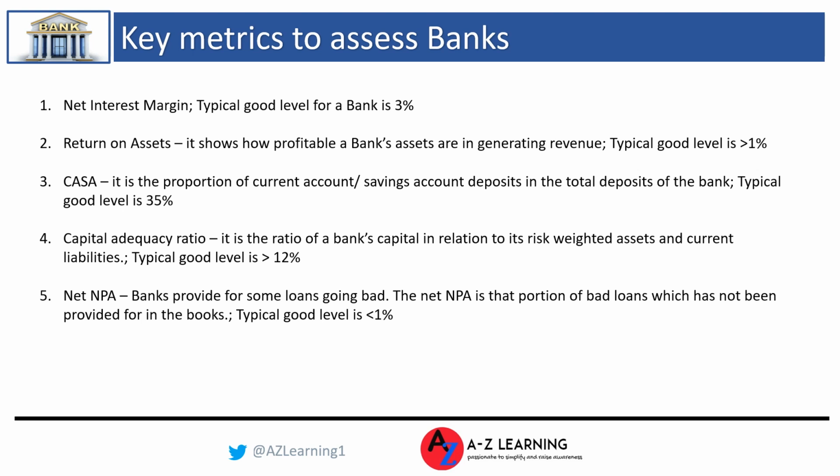The 5 metrics that I personally believe in are net interest margin, return on assets, CASA ratio, capital adequacy ratio, and the fifth one is the net NPA. Now we'll talk about each of these metrics in detail. Let's first pick up the first metric, which is net interest margin.